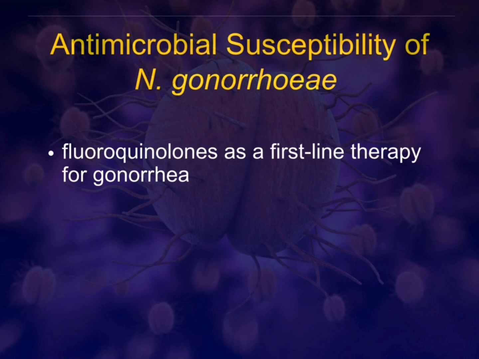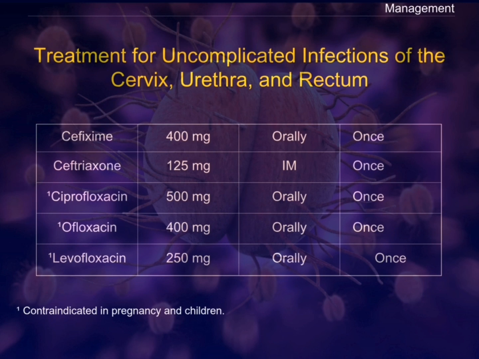Coming to antimicrobial susceptibility of Neisseria gonorrhoeae, fluoroquinolones were the first-line therapy for gonorrhea. Treatment for uncomplicated infections of the cervix, urethra and rectum: cefixime 400 mg orally once daily, ceftriaxone 125 mg intramuscular once daily, ciprofloxacin 500 mg orally once daily, ofloxacin 400 mg orally once daily, and levofloxacin 250 mg orally once daily.